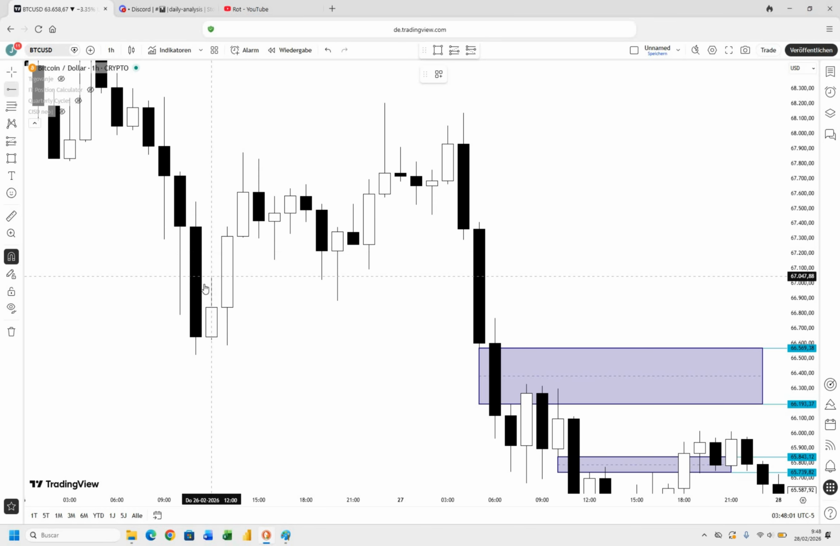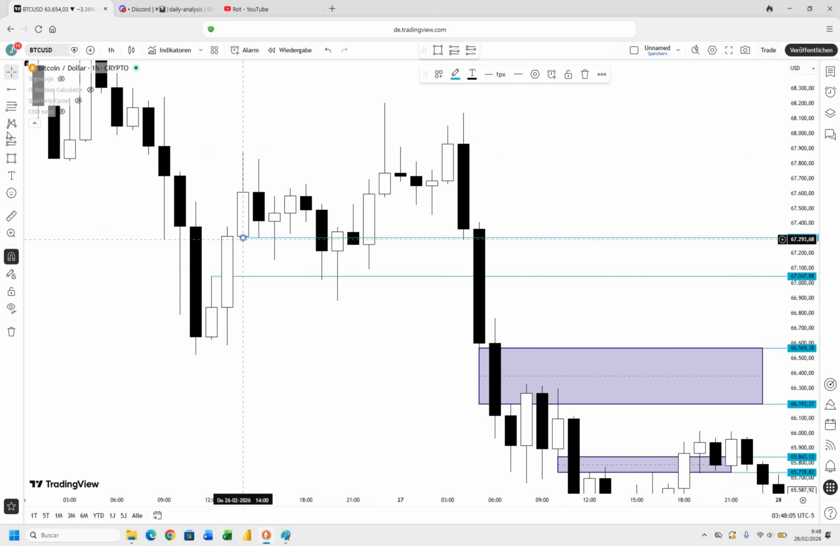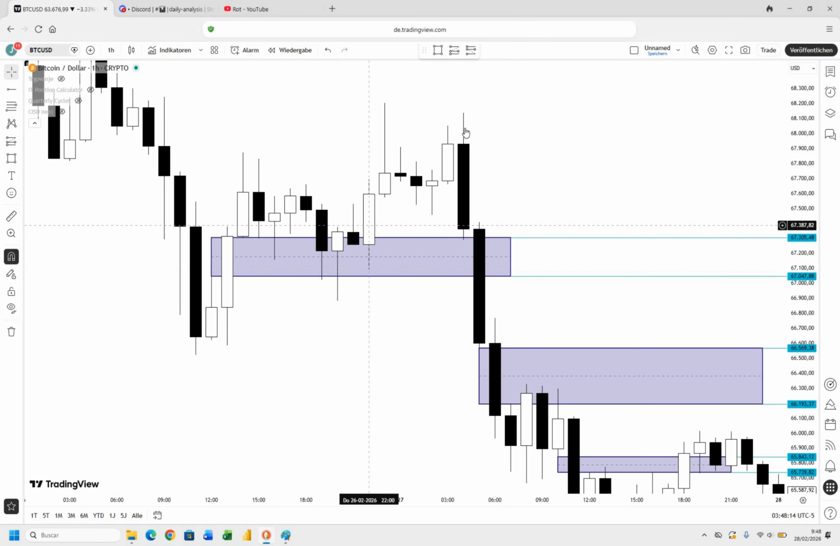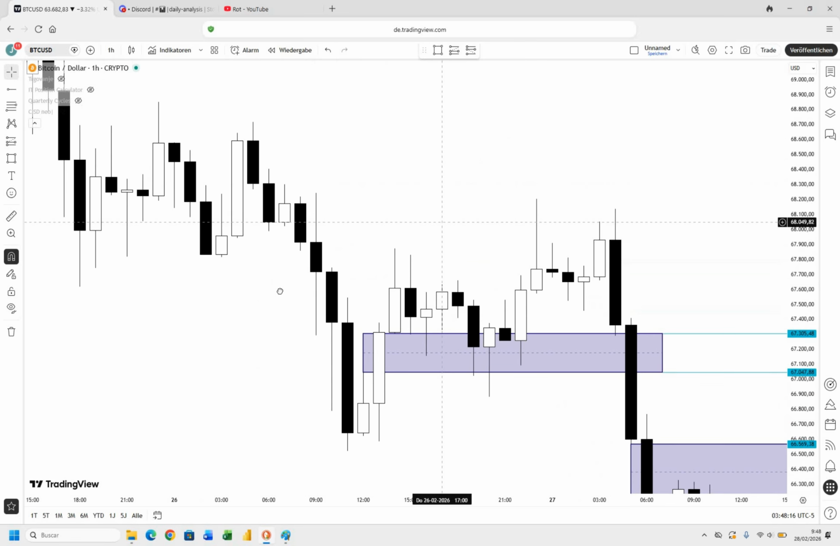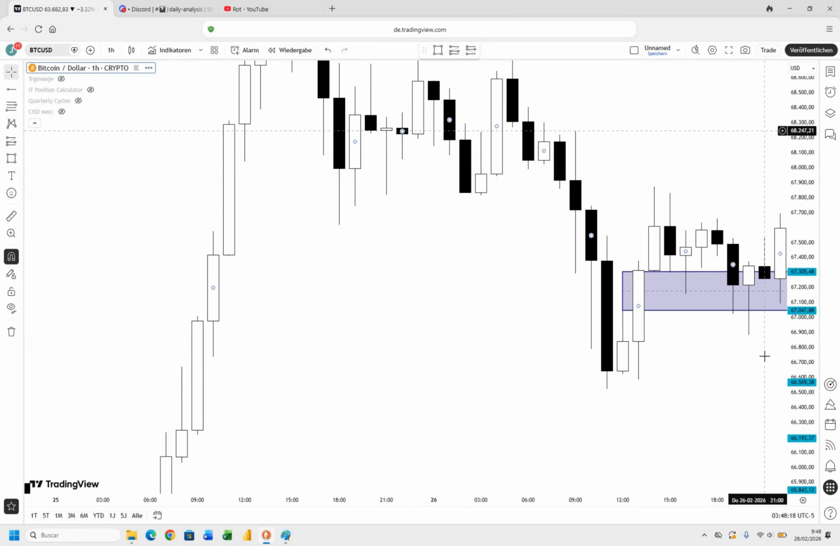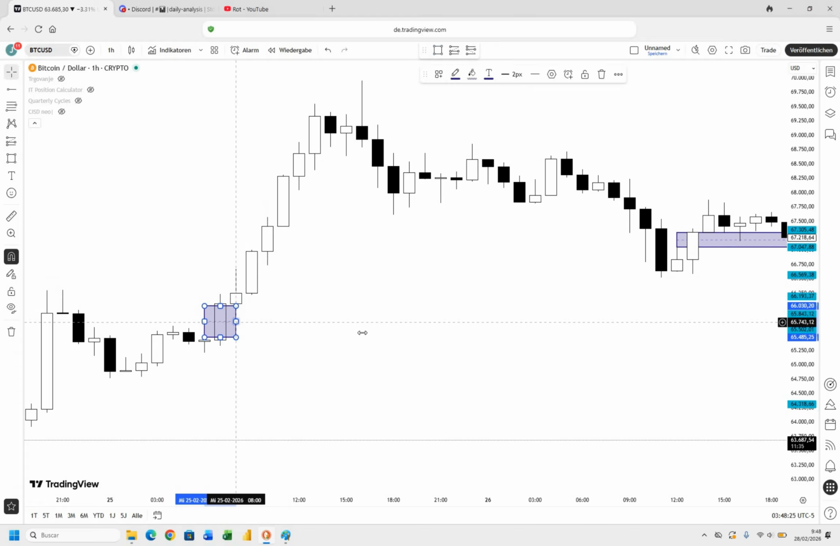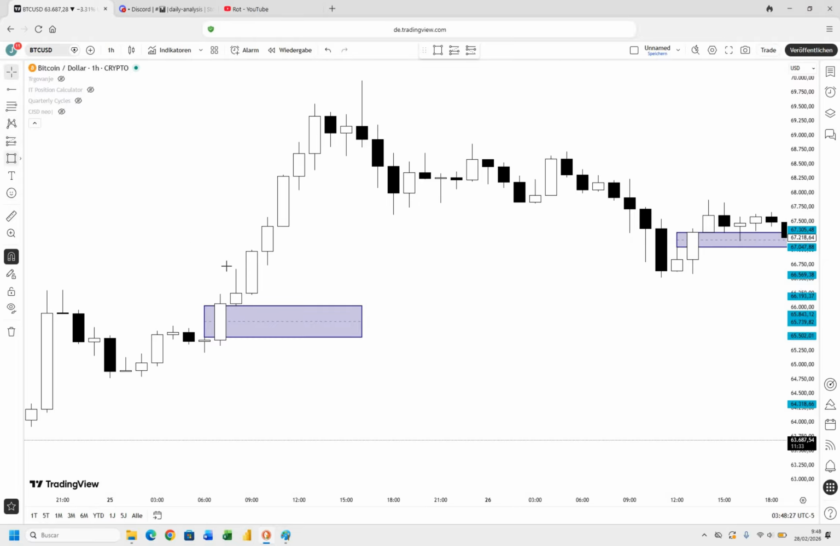What do we have here? For example, we have one wick, we have the third wick, and then we have a fair value gap in the middle. What does the price do? The price comes into the fair value gap and then continues higher. Then what do we have here? Look how many fair value gaps we have here, stacked one next to each other. Fair value gap.